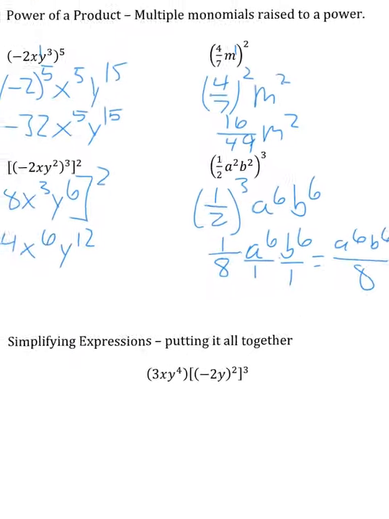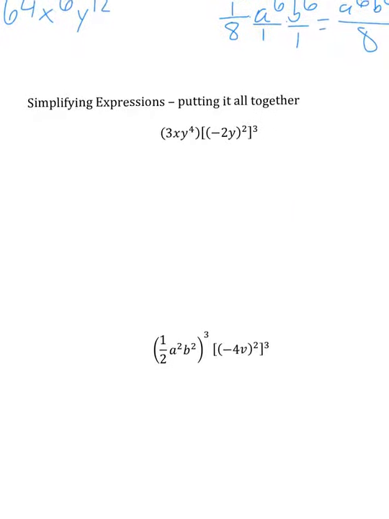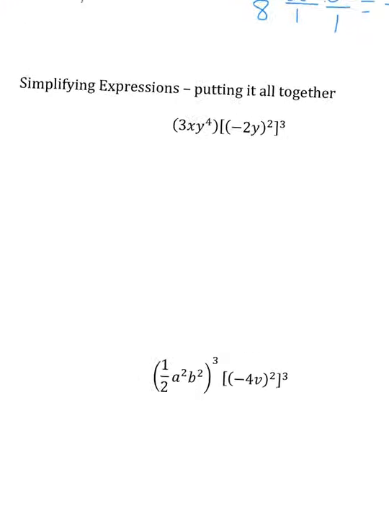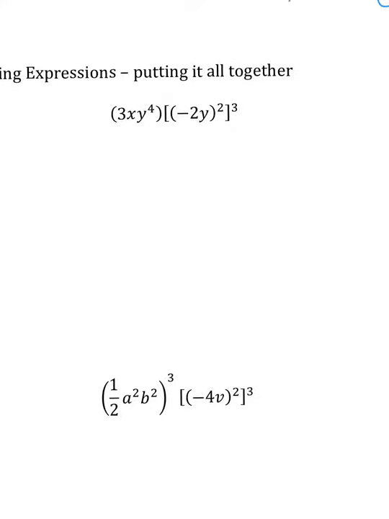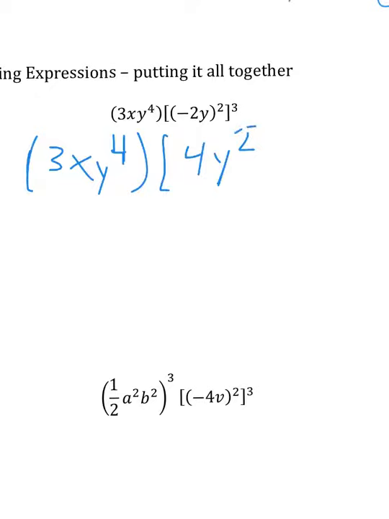Alright, now simplifying expressions, putting it all together. These ones will have a few more steps. Okay, so if we look at 3xy to the 4th and then negative 2y squared, that all cubed. Well, 3xy to the 4th, there's not another exponent outside those parentheses, so we'll just keep that for now. Okay, that negative 2y squared, and then that is cubed. So negative 2 squared is going to give us 4, and y squared is y squared. Okay, and then that is all being cubed.